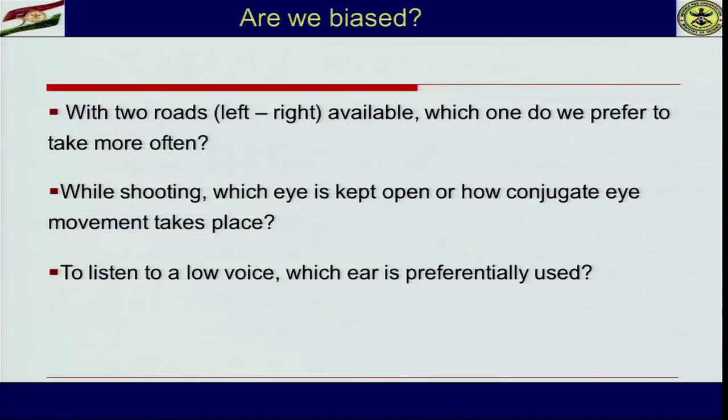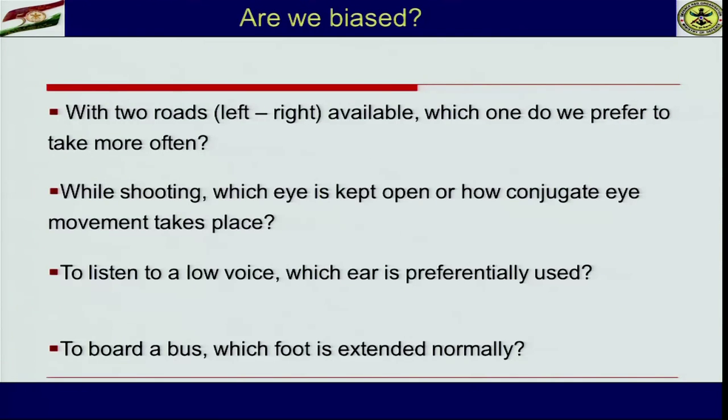If we have to listen to a low voice, a radio or the ticking of a watch, do we use both ears randomly? No. We use one ear, but we know that preferentially one ear is more often used as compared to the other. So, we find there is often a bias. If I have to board a bus, I will definitely not use both legs. I will use one foot more often to board a bus as compared to the other. If we notice ourselves, we will find that there is a clear bias within ourselves as well.